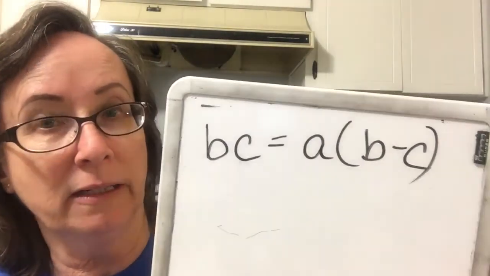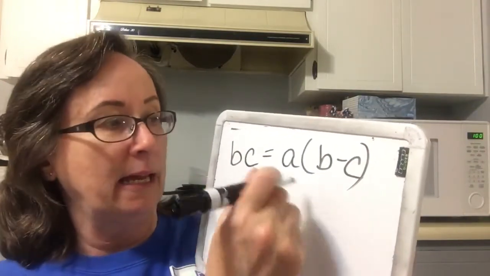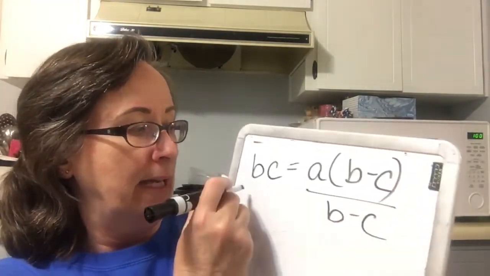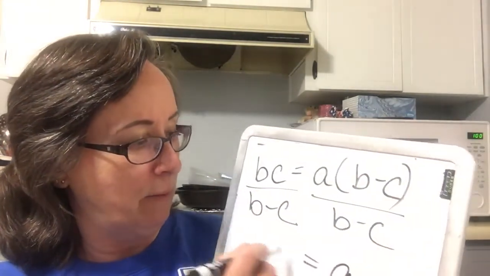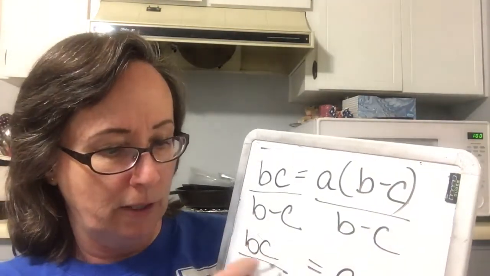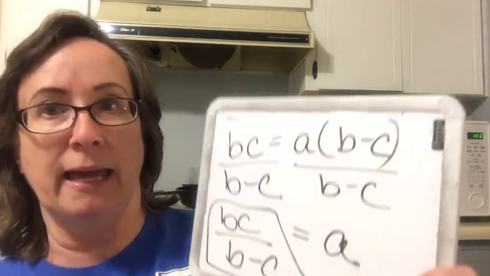Okay, so I'm going to get a little bit bigger here. So I'm going to write that again. bc is equal to a times b minus c. So I got down to there. So now I'm trying to solve for a. That's the only a. If I divide by b minus c, divide this side by b minus c, then I wind up with a equals bc over b minus c. And there's my a.